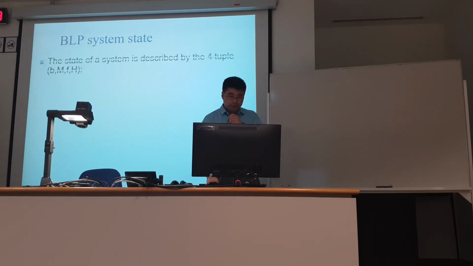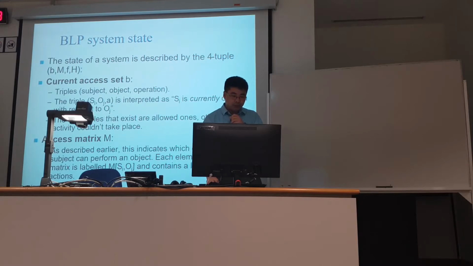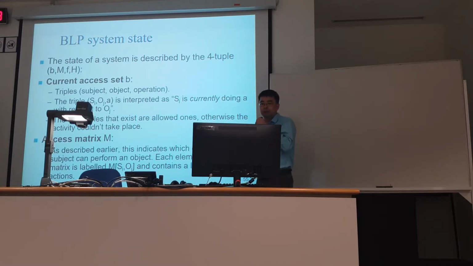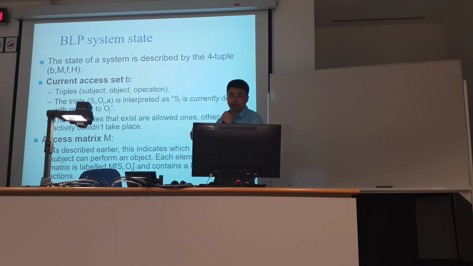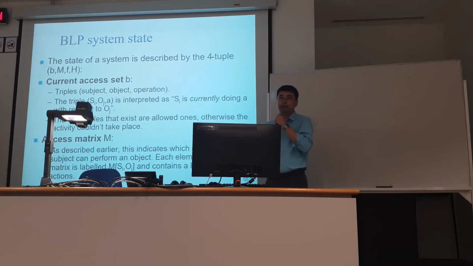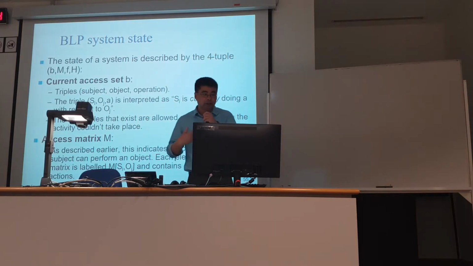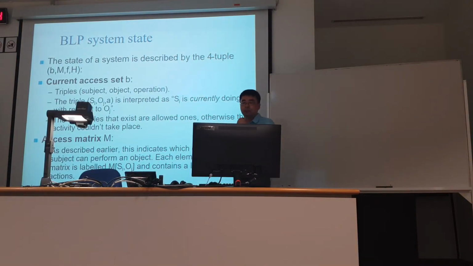The BLP access control policy is defined based on the so-called system state. This is similar to the system state we looked at when we talked about the access control matrix and so on. The system state contains the current access set, that means who is doing what to a particular object. And then we also have the access control matrix.